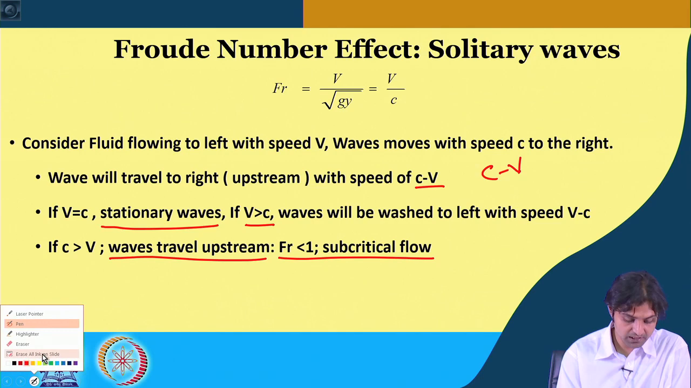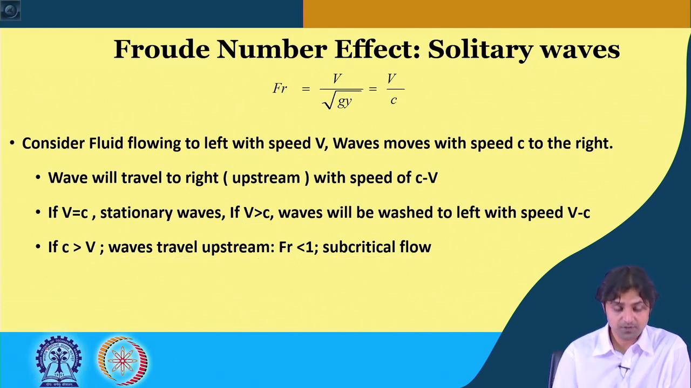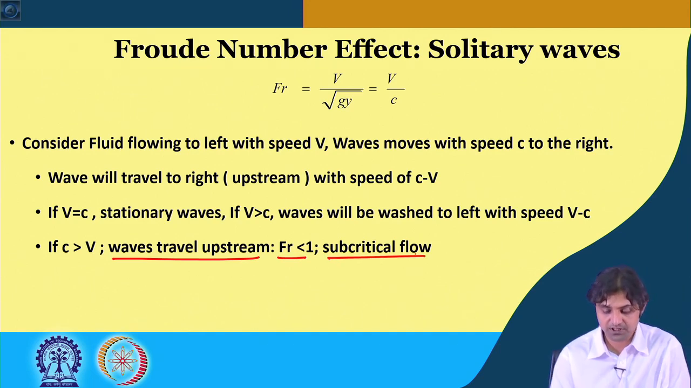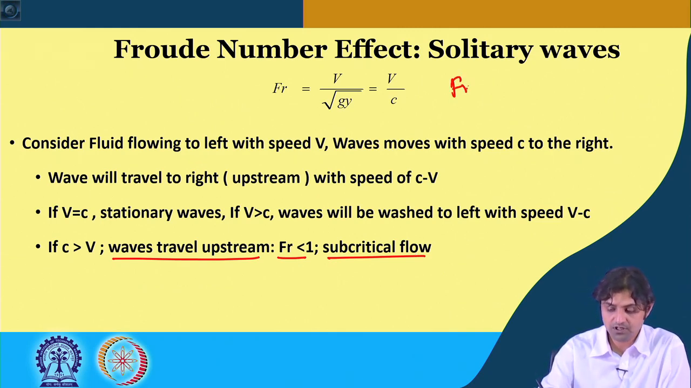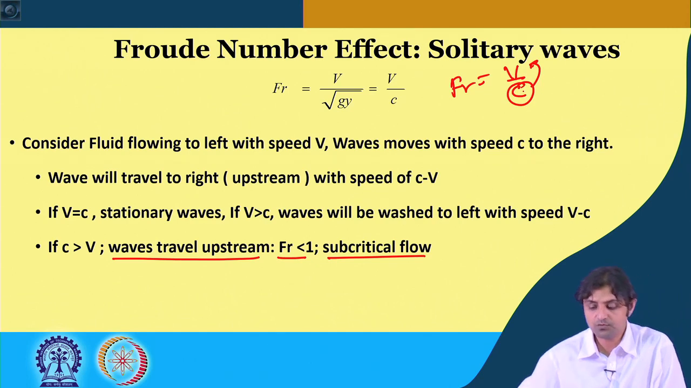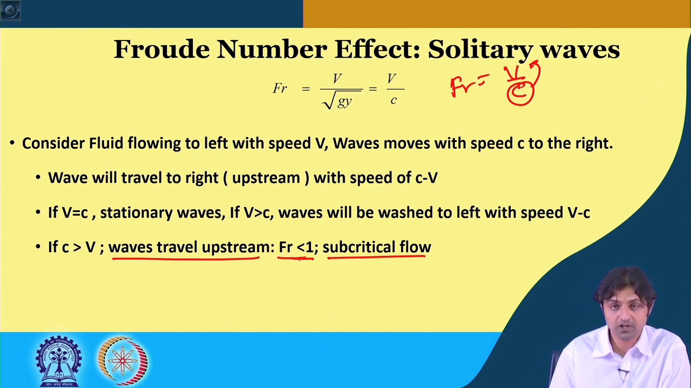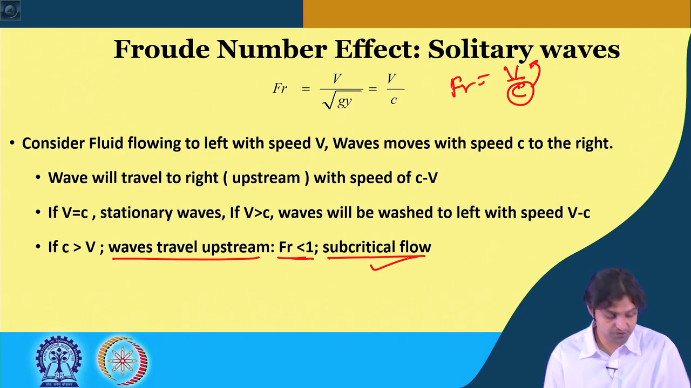This is an important result actually. So, if the speed of the wave is larger than the speed of the stream, I mean stream as in water, the waves can travel upstream, and the Froude number is going to be less than 1 and it is going to be a subcritical flow. Let us try to see. So, Froude number is v by c, alright. So, if c is greater than v, what is going to be the Froude number? Less than 1. So, that means subcritical flow, very simple to see.